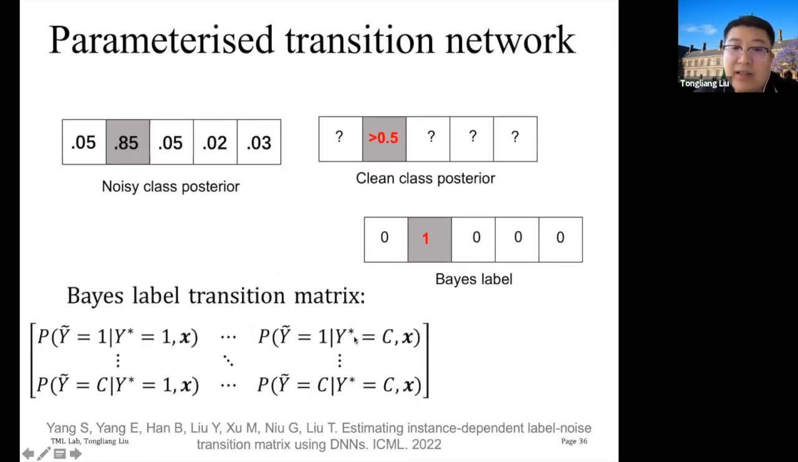We have Bayes labels, we have noisy labels, we have instances, so we can use a parameterized way to learn this Bayes label transition matrix. It also works very well, and this work was published in ICML this year.